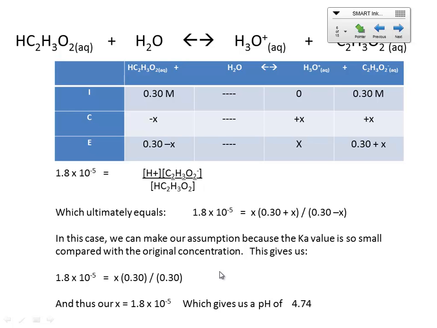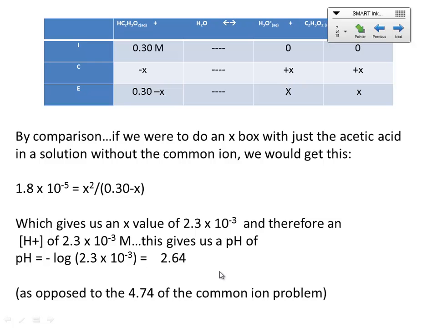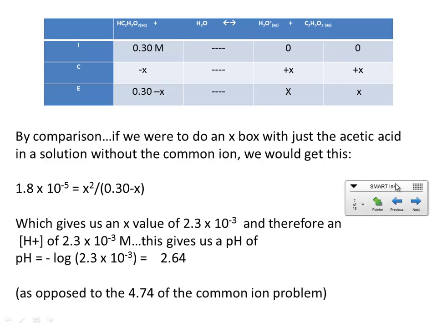By comparison, if we were just to do an icebox with just the acetic acid in a solution without the common ion, we would get something that looks like this. Okay, so in this case, let me move this box out of here. In this case, we have the equation, but we're just assuming a dissociation with no original input of acetate ion. So we have a 0 and a 0 concentration. This gives us a normal icebox.